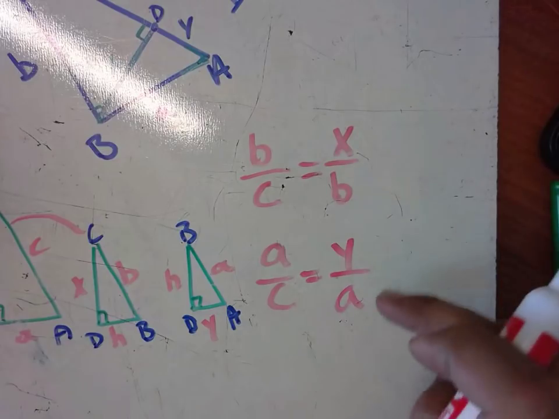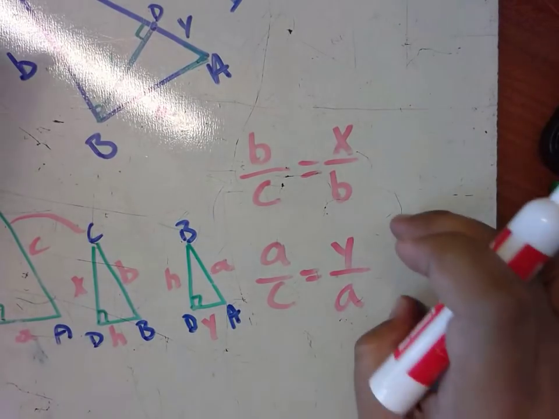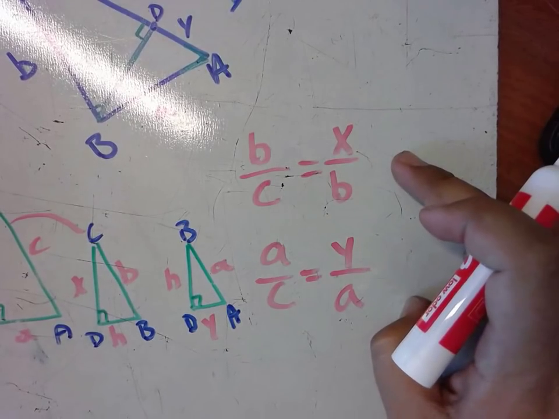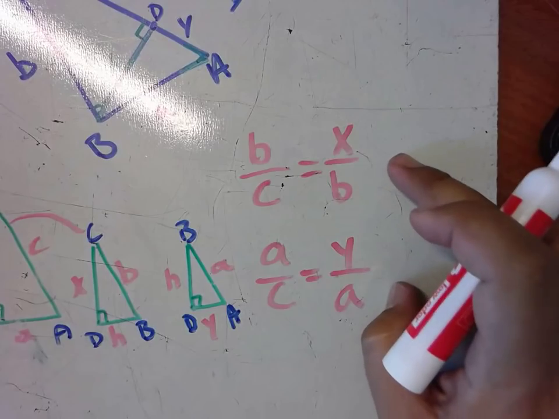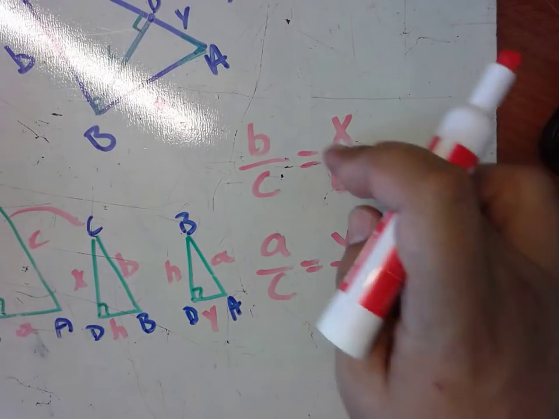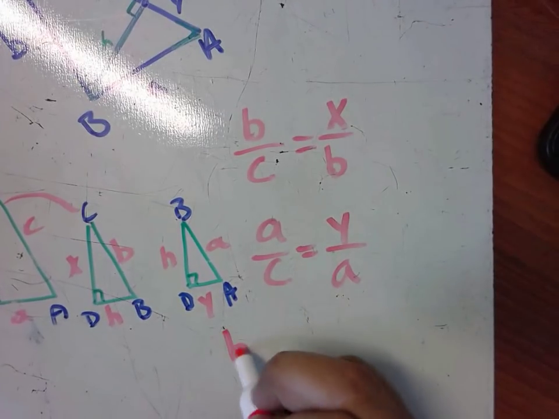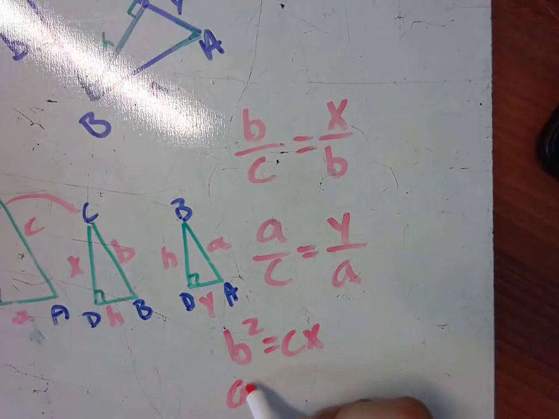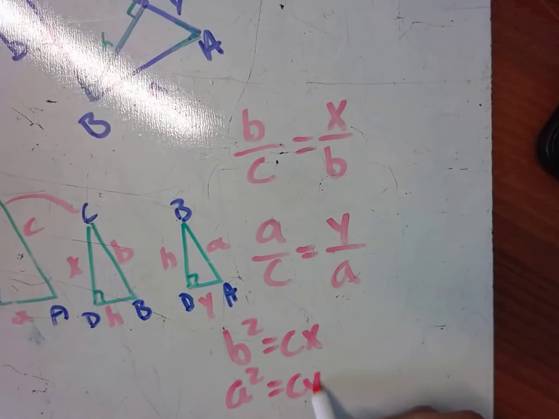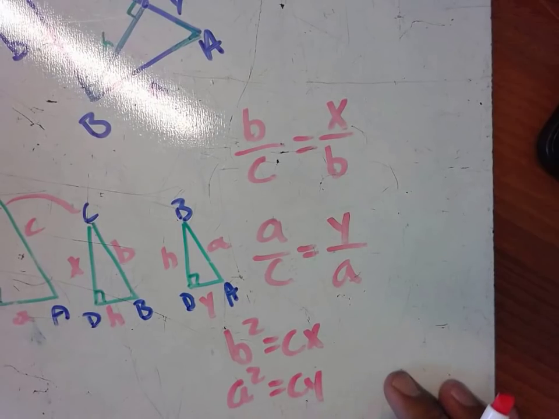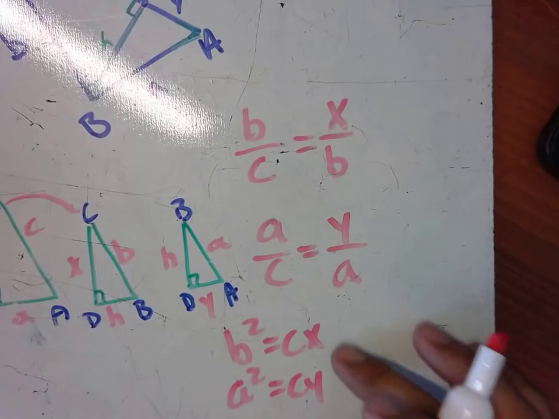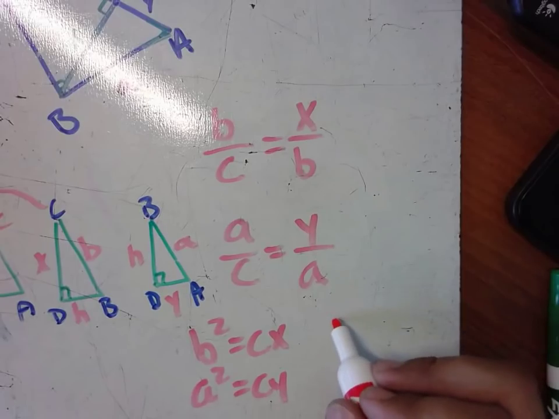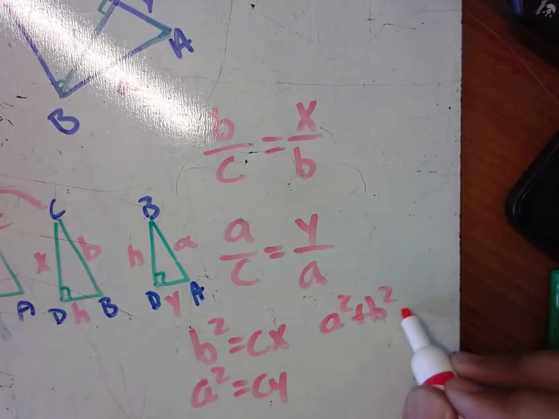Now that I have this, which comes from the fact that these are similar triangles, I am then going to use the cross product and cross multiply these. So B times B is B squared, C times X, CX. A times A is A squared, C times Y, CY. Now I'm going to add these two together so that you get A squared plus B squared.